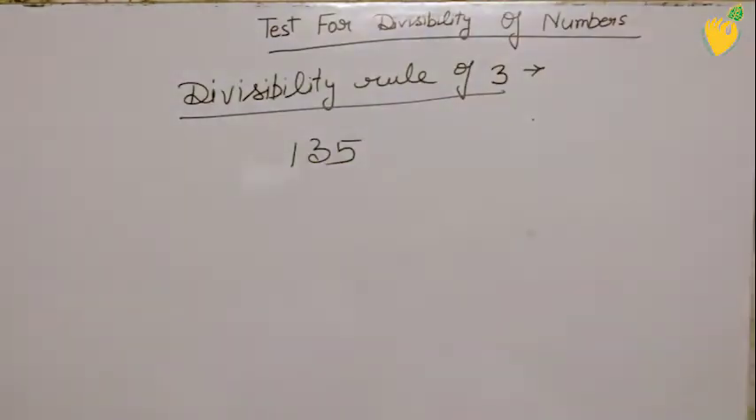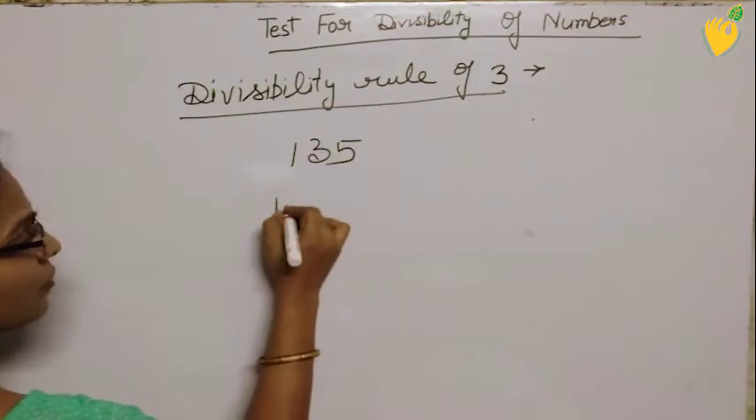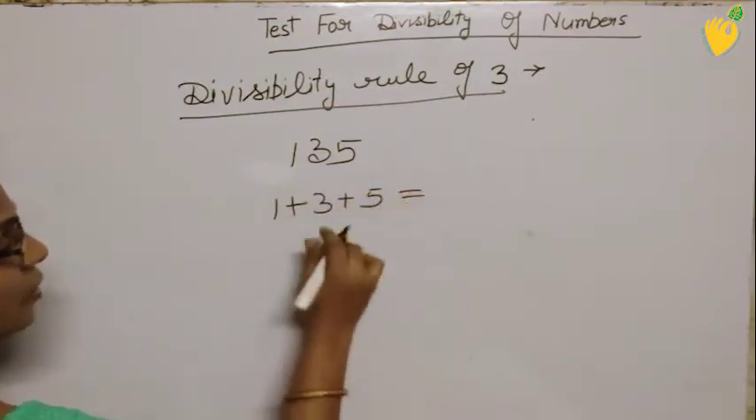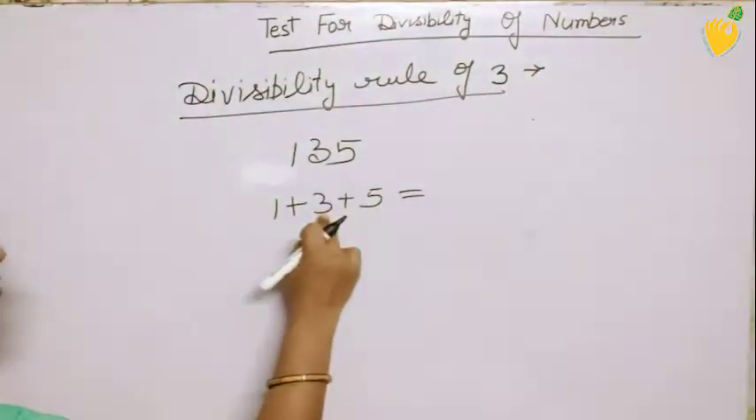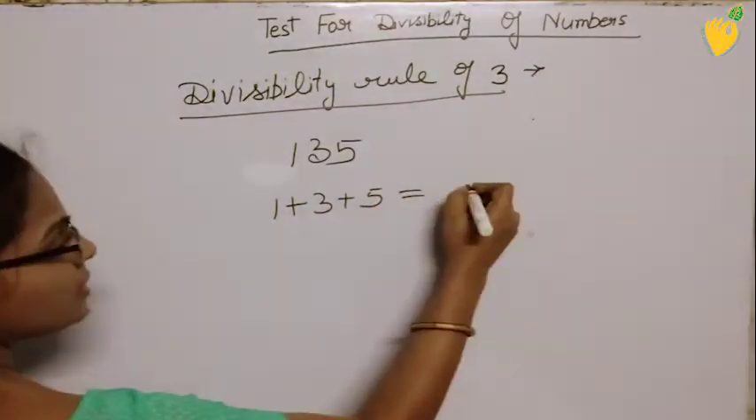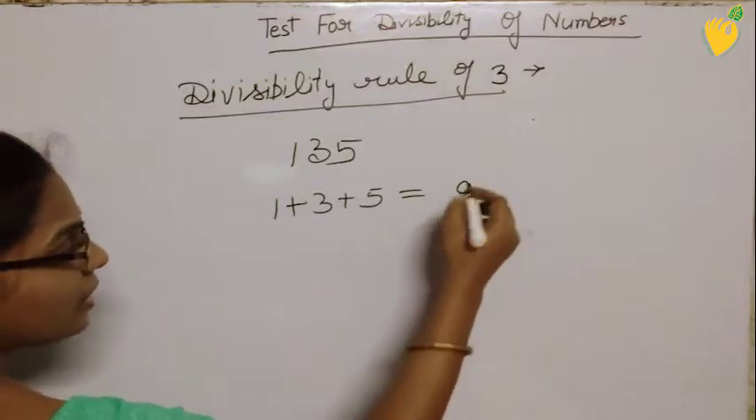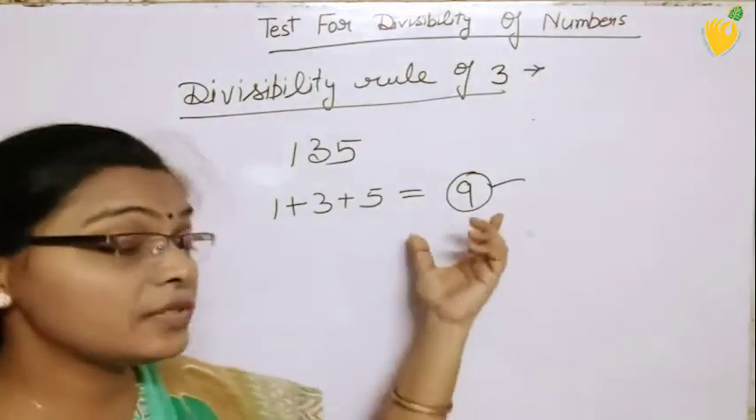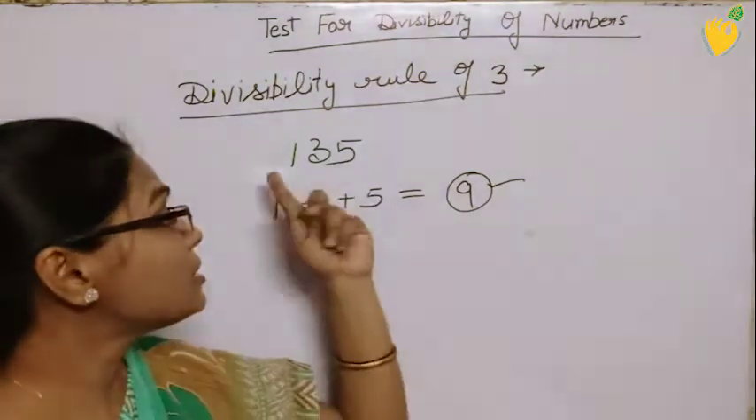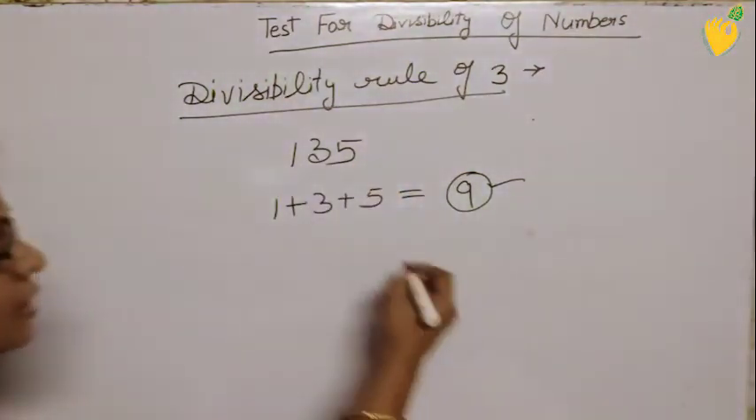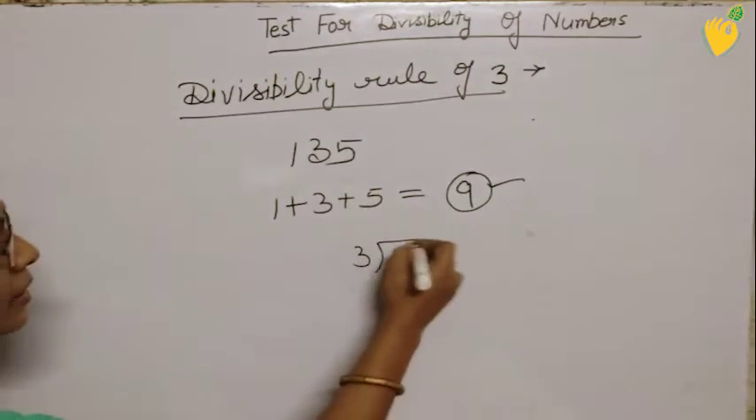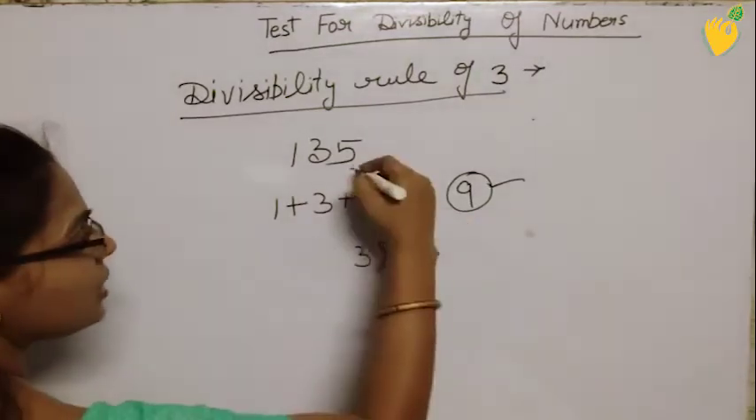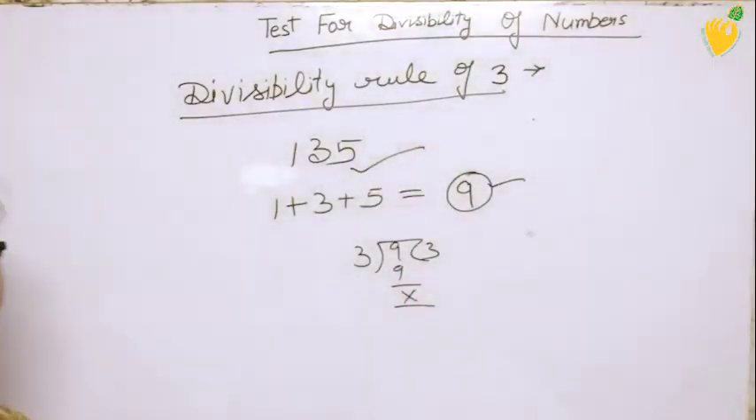A number is 135. What you have to do? You have to find the sum of all the digits. What will it be? 5 plus 3 plus 1, that is 9. Now the sum of all the digits is 9. Now you have to check whether 9 is divisible by 3 or not. So 9 is divisible by 3, 3 threes are 9. So you can say that 135 is divisible by 3.